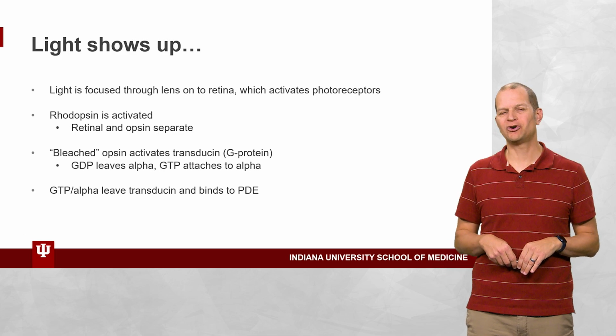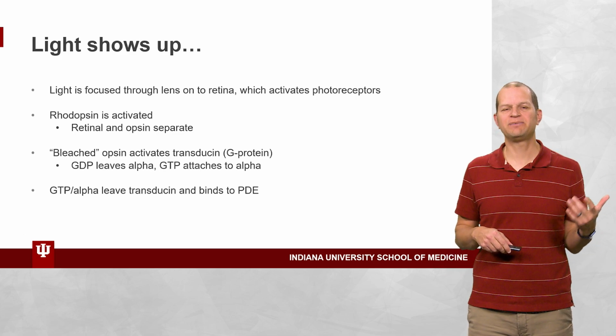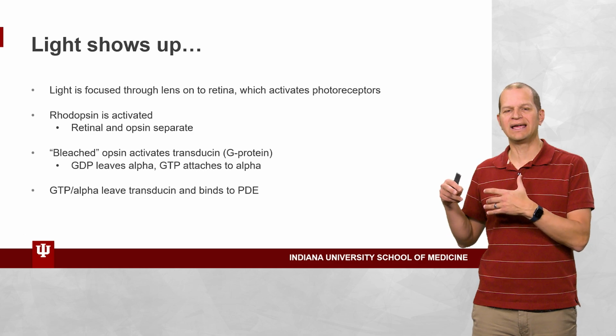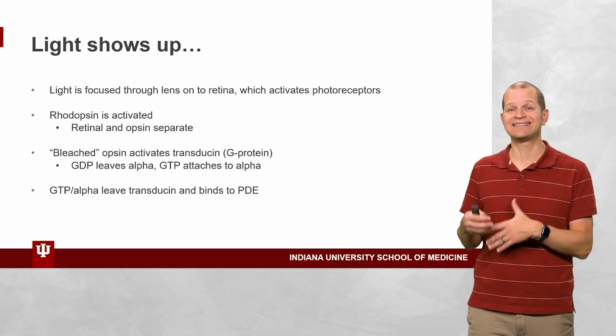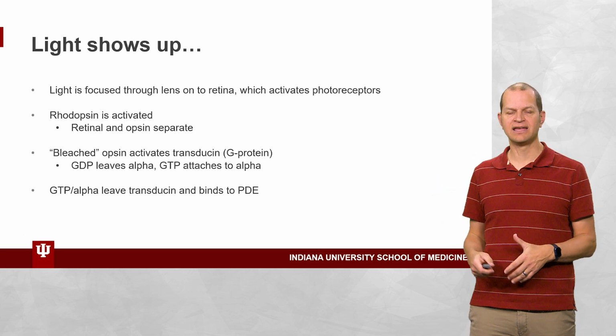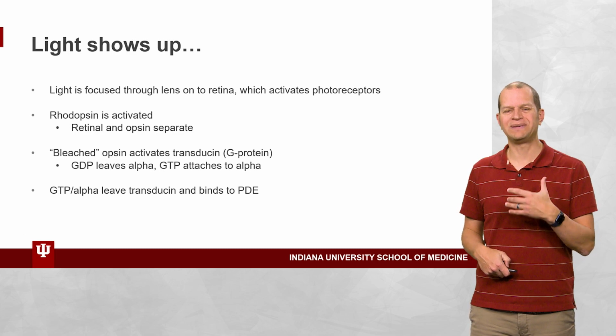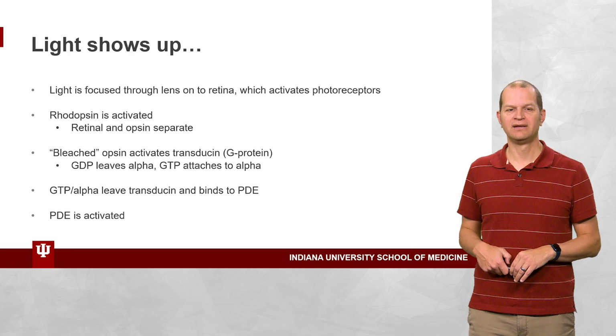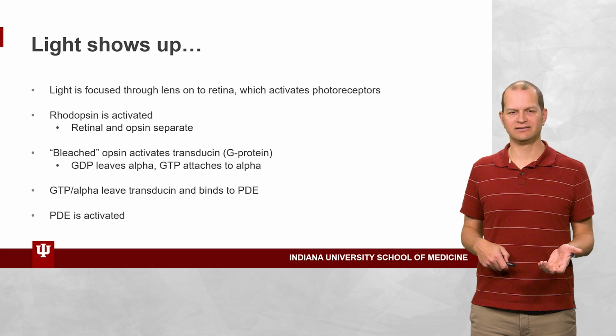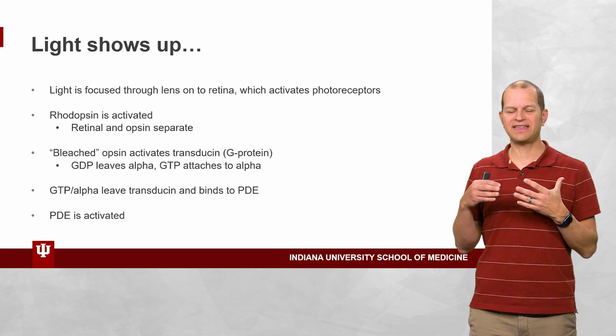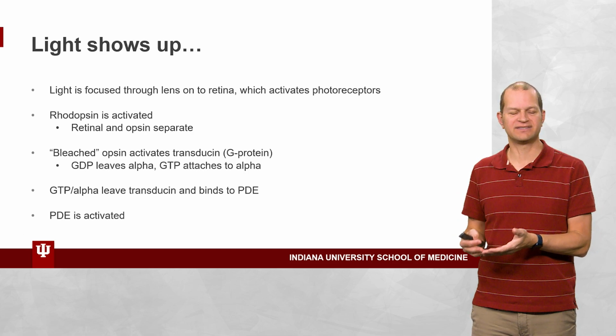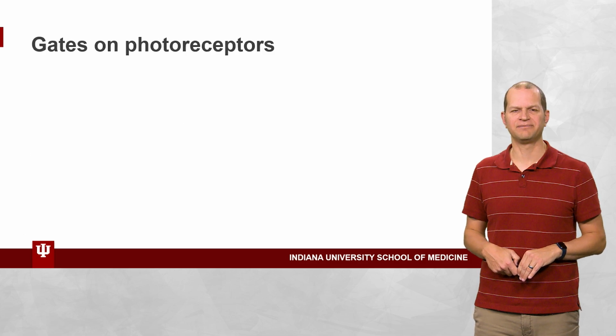Just like every other G protein pathway we've talked about, GTP and alpha leave and they bind to an enzyme or a protein. And in this case, that protein is PDE, that phosphodiesterase. Remember, PDE is inhibitory. And so PDE is activated. Okay, so we've got this active thing that is going to inhibit something. And we'll get to that in just a second.